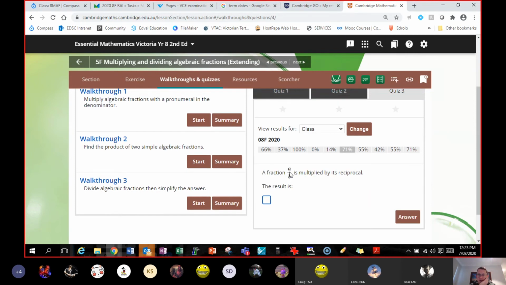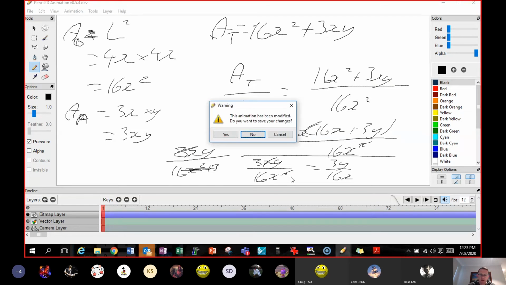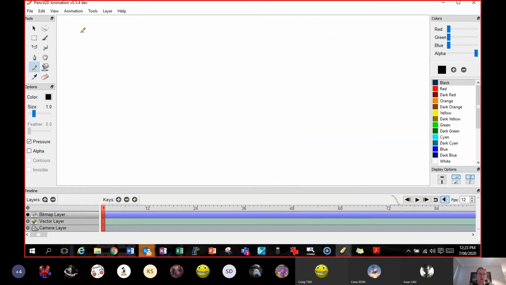A fraction A on B is multiplied by its reciprocal. A reciprocal is basically B over A. So a reciprocal always gives you an answer of 1. So for example, if I say, what's the reciprocal of 4? The reciprocal of that is a quarter. Why? Because 4 is really 4 on 1. If you times these two together, it will always equal 1.